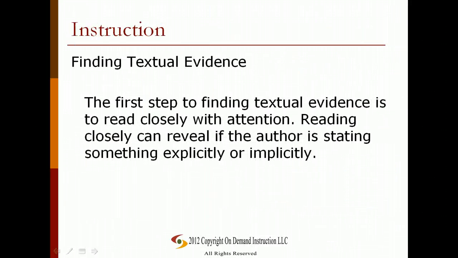The first step to finding textual evidence is to read closely with attention. Reading closely can reveal if the author is stating something explicitly or implicitly. You can also make notes in the margins of the text. These notes will not only help you to analyze the text as you read it, but they will also help you to locate and quickly remember certain passages.